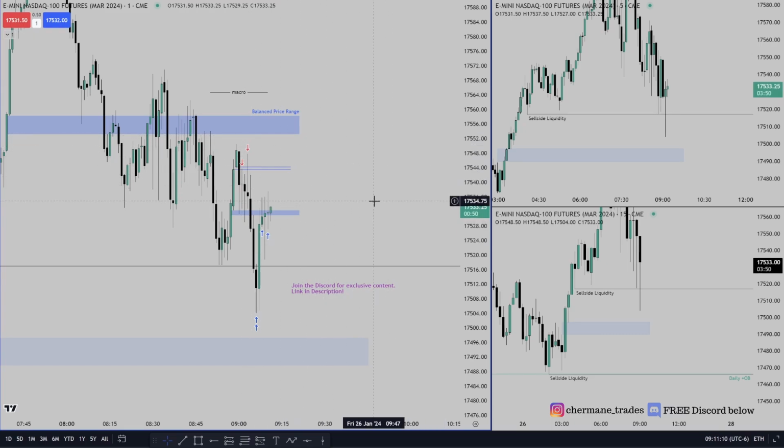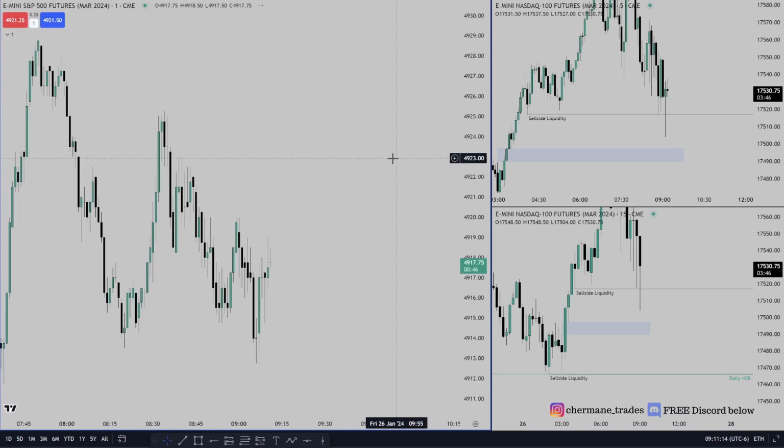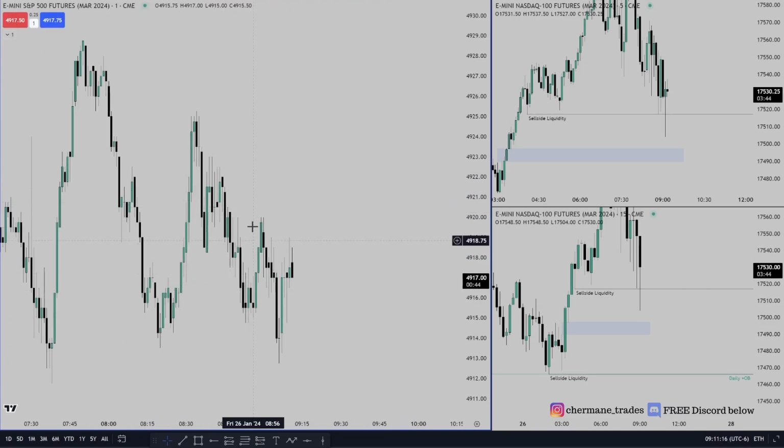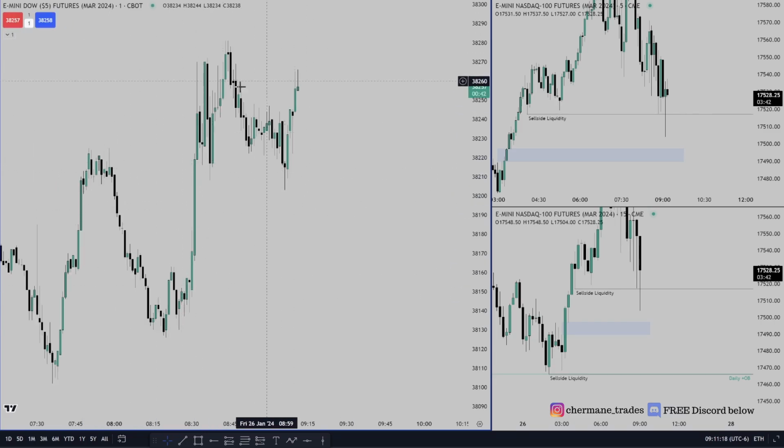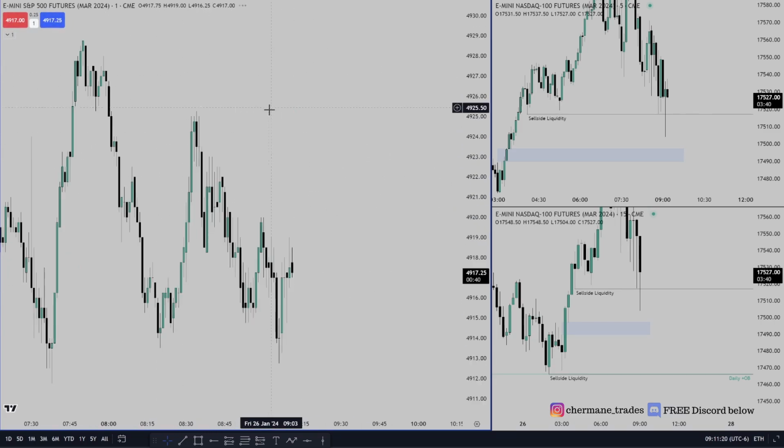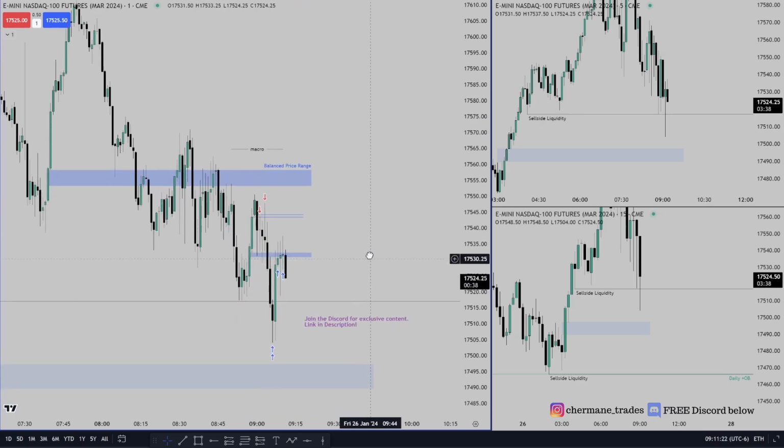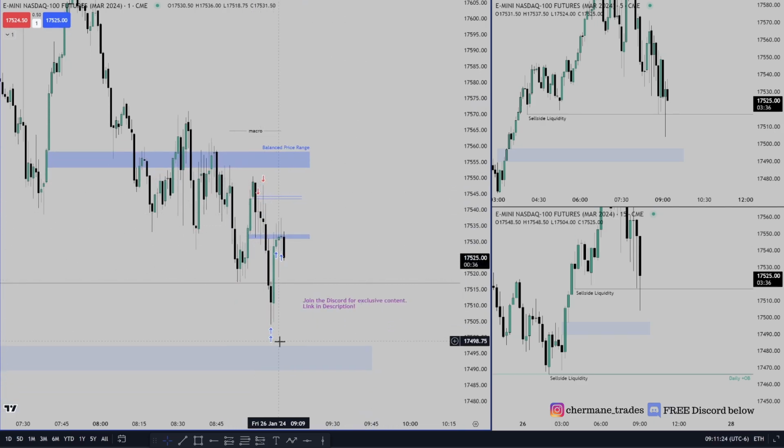Not a bad move considering the trading conditions we're in. If we go ahead and look at the S&P, this is rough. The Dow, disgusting. All right. So not a bad move catching this in a market environment that's choppy, and it's a Friday, so not bad. That's all I got for this one.